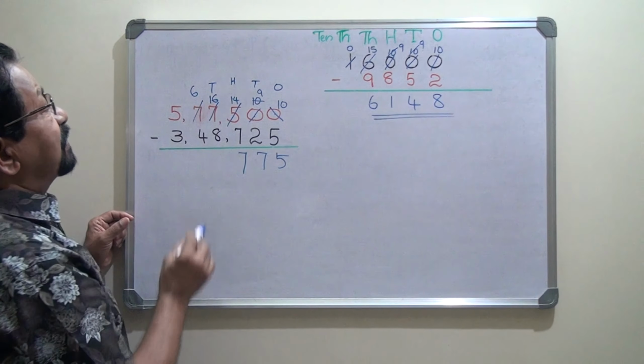Here, lakh. Here, it is 5 lakh. Here, they are dealing only with the lakhs. 5 lakhs. He wants 3 lakhs. Okay, 5 minus 3, 2 lakhs. 2 lakhs, 28,775. This is the answer.